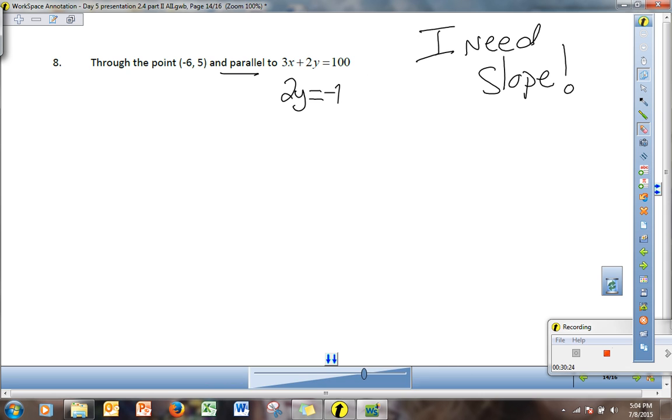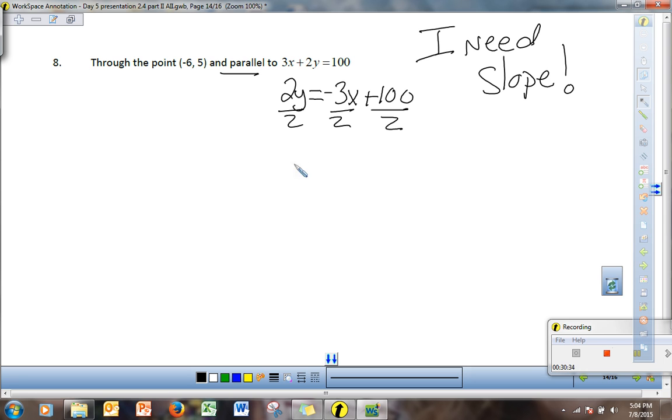My pen's not keeping up with me. Negative 3x plus 100. Divide everything through by 2. So the slope is negative 3/2. If you went ahead and wrote it correctly, where you had y equal negative 3/2 x plus 50, that's okay also. But the only thing that you need is this.